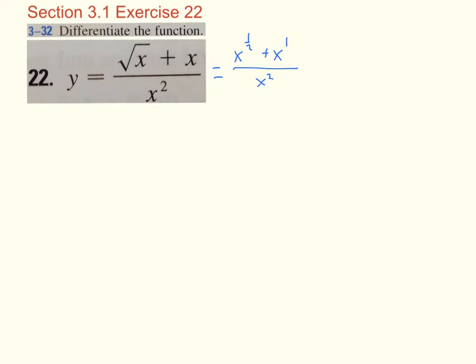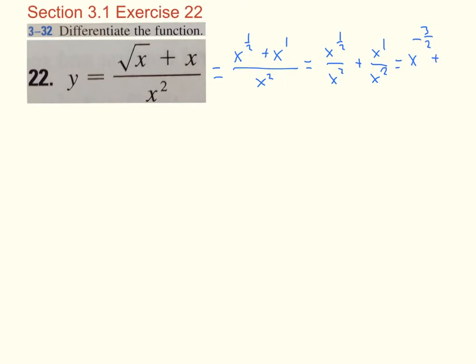And since the expression we have is in the numerator, we can do what's called splitting the fraction and rewrite it like this: x to the 1/2 over x squared plus x to the 1 over x squared. And so now we can use our knowledge of laws of exponents to rewrite this. x to the 1/2 over x squared is the same as x to the 1/2 minus 2. We subtract the exponents down, so we have x to the negative 3/2.